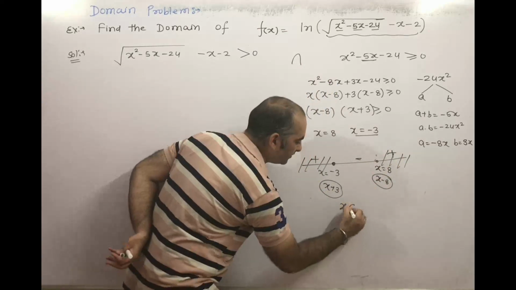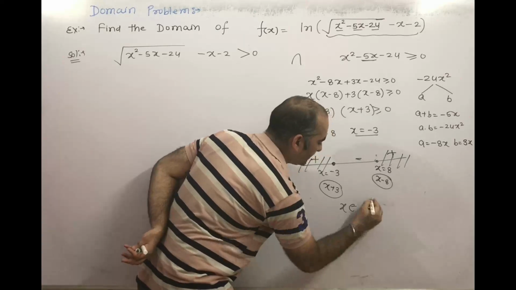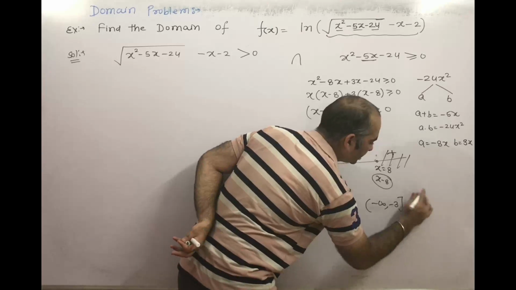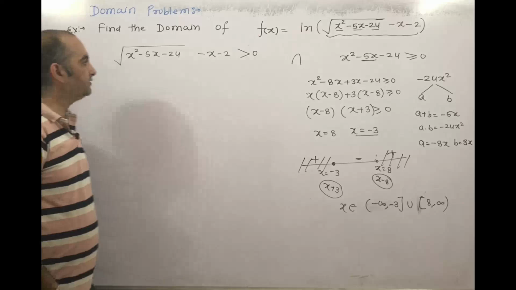So x belongs to what will come? Minus 3 to, sorry, x belongs to what will come? Minus infinity to minus 3, closed union closed interval 8 to infinity. This will come. Next we have to solve this one.